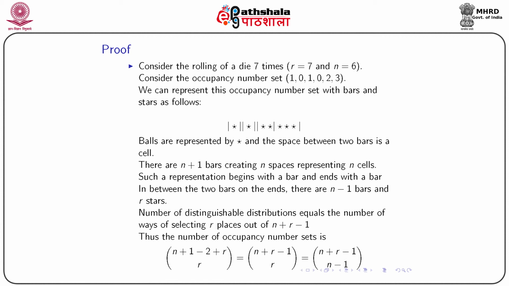So in total we will have distinguishable distributions equal to the number of ways of selecting r places out of n minus 1 plus r. Here n minus 1 corresponds to the bars and r corresponds to the balls. Thus the number of occupancy number sets is n plus 1 minus 2, where this minus 2 is for the two end bars which we cannot move. So we will have n minus 1 plus r choose r, that is nothing but n plus r minus 1 choose r, which is equivalent to n plus r minus 1 choose n minus 1.